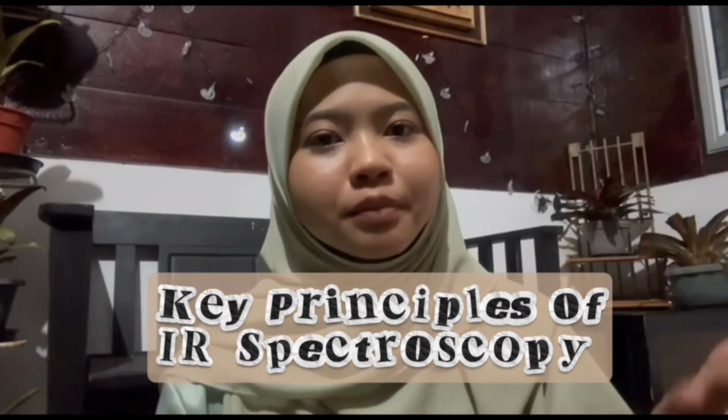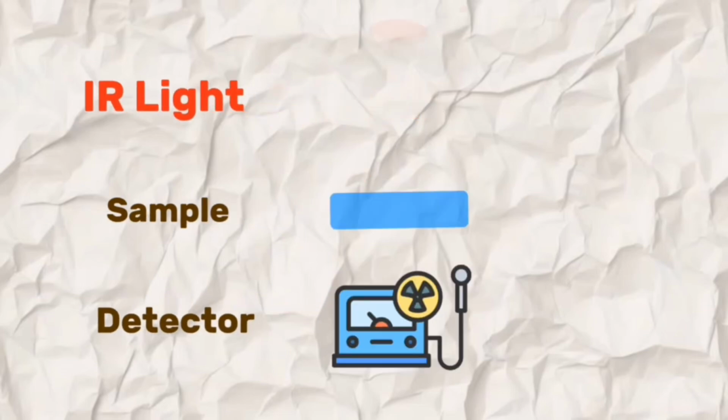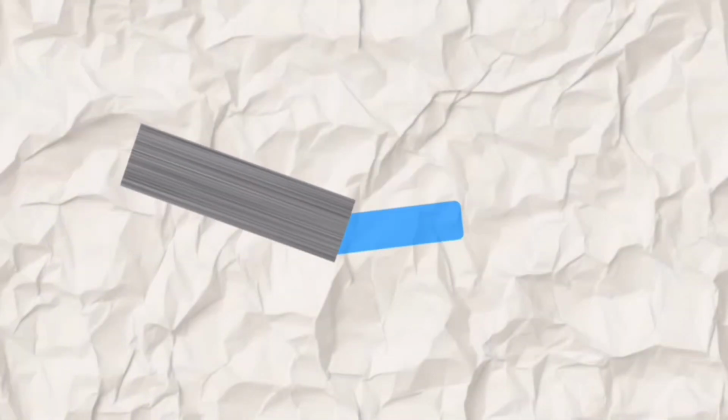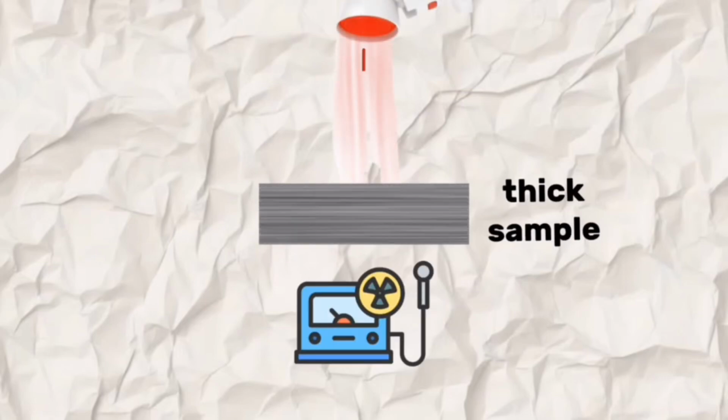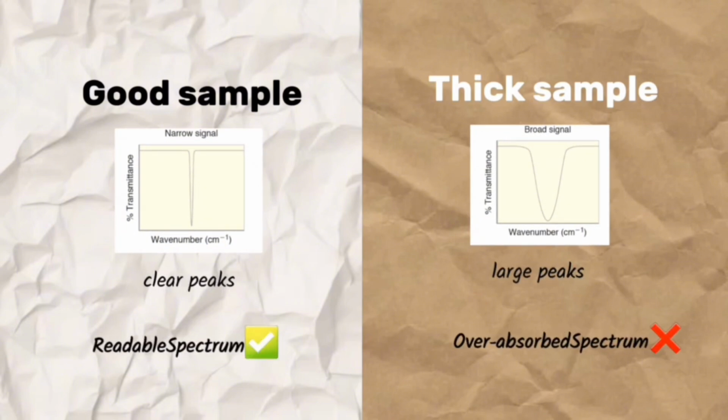Now, let's discuss the key principle behind sample preparation in IR spectroscopy. At its core, almost all IR techniques rely on one fundamental rule. Infrared light must either pass directly through or interact precisely with your sample to produce an accurate spectrum. Here lies the challenge. If your sample is too thick or completely undiluted, it blocks the beam. Too much IR radiation gets absorbed, resulting in massive, flat-line peaks and completely unreadable data.